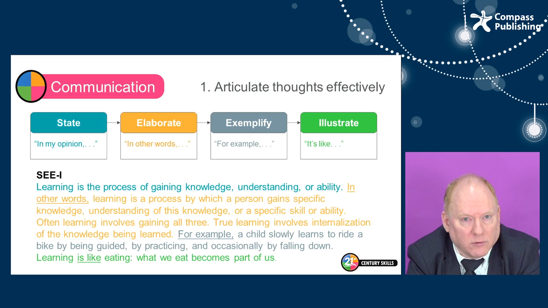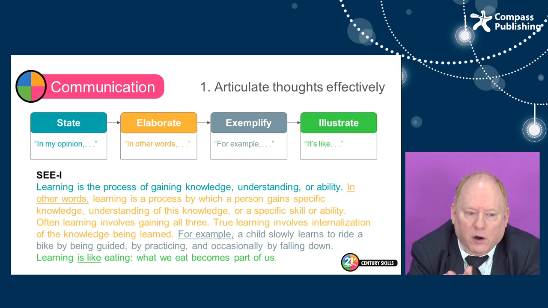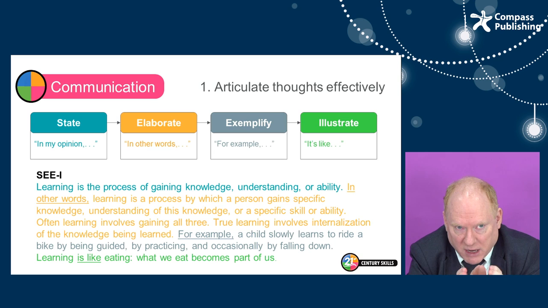In other words, can you restate it in a different way? Exemplify, now we want to make it more concrete and more specific. We've explained it two different ways. Now let's be more reality focused or concrete focused. For example, or to give you an example, any of those phrases. And illustrate might wrap things up. It's a little bit more flexible. That might be a metaphor, that might be an analogy, that might be a related concept. It could be all kinds of things. So those four in CI, that's one way to make thoughts effective, to make it articulate.